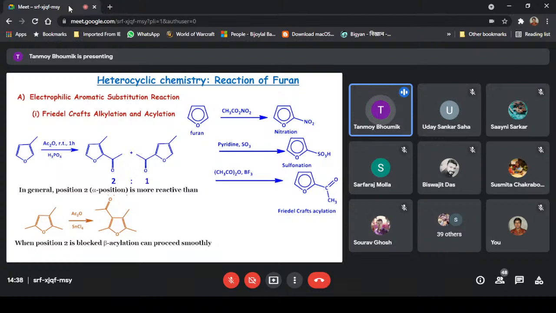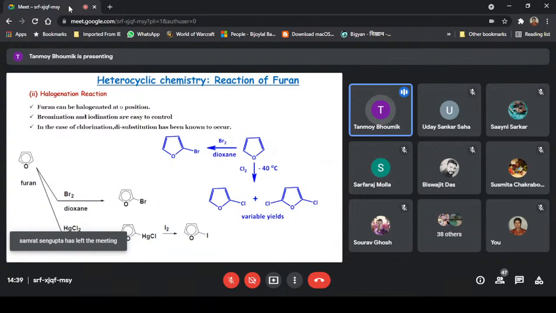Whenever the alpha position is already blocked by a methyl group, then the acetic anhydride will attack at the position where there is lower steric hindrance, and as a result it can attack at the 3 or 4 position, and at this position the acetyl group is introduced into the furan. In such a way we can easily introduce the acyl group, and afterwards do different kinds of work with this function.